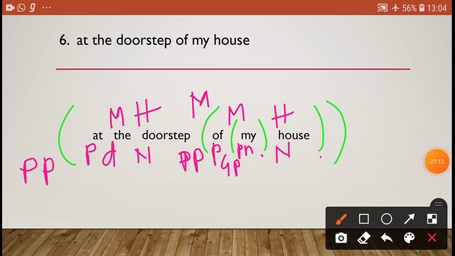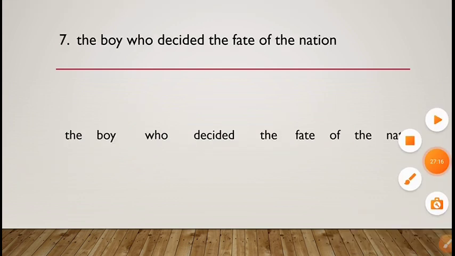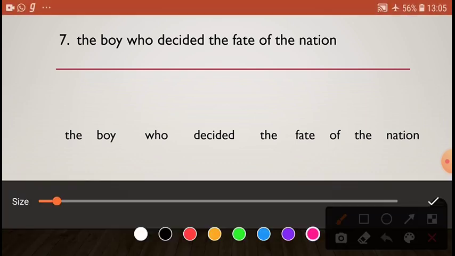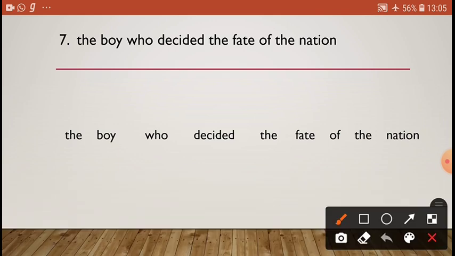Let us go for the analysis of the next phrase. Let us start analysis of this phrase: the boy who decided the fate of the nation. So what are we talking about in this phrase? We are talking about boy. So here we will put head as a function, and boy is noun. On the basis of that we can say this is a noun phrase.